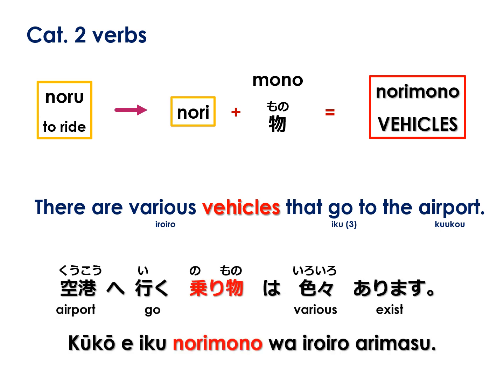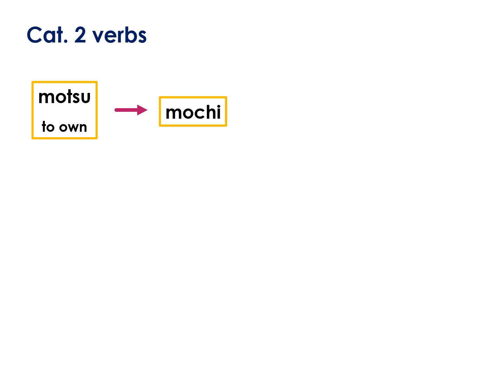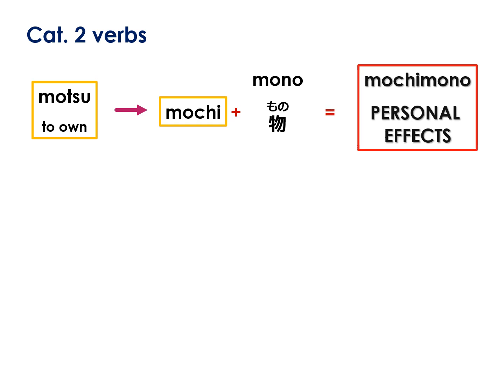In Japanese, 空港へ行く乗り物はいろいろあります。For tsu ending, we have motsu, which means to own. Changing tsu to chi forms the conjunctive, mochi. And adding mono, we form mochimono, which means personal effects.